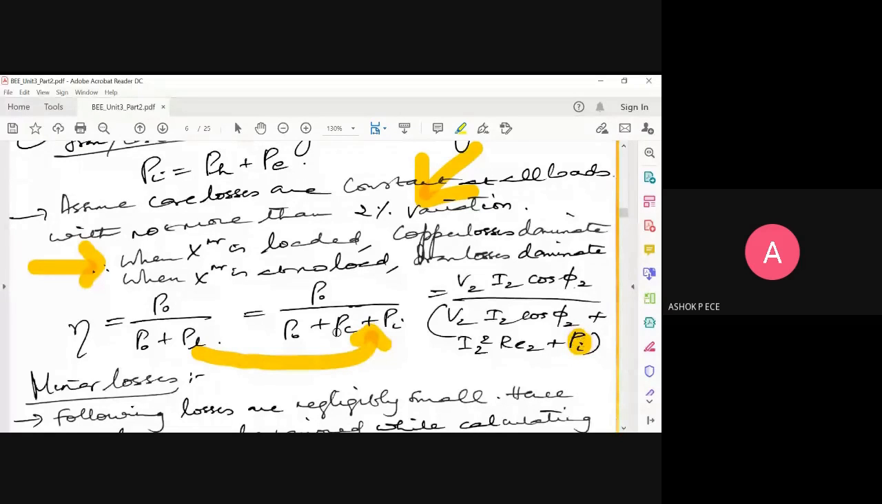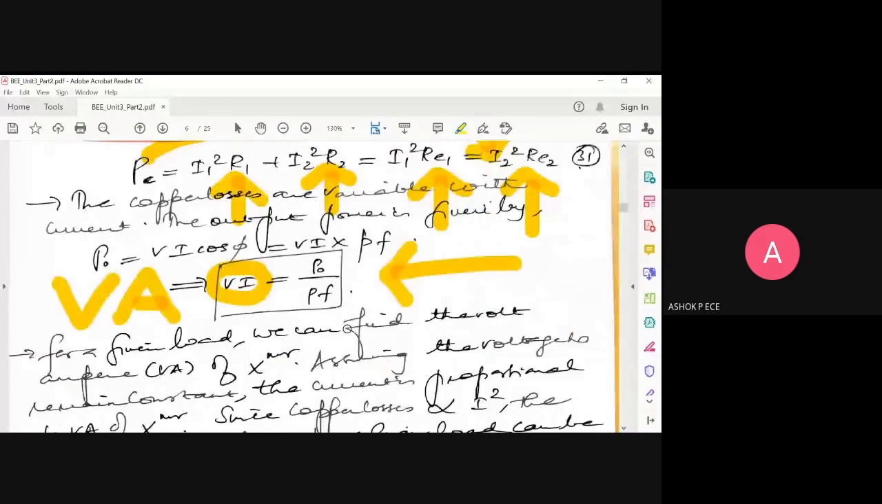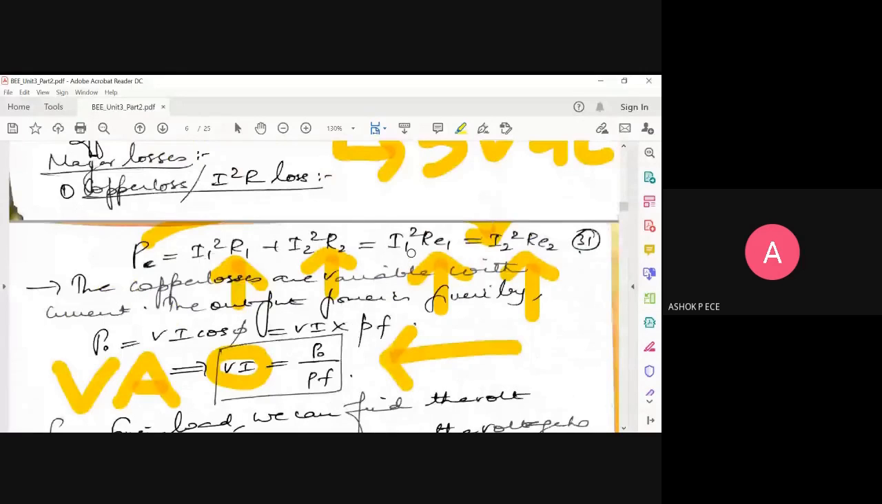P naught is always measured at the secondary. And for PC, we have three formulas: I1 square R1 plus I2 square R2, equal to I1 square RE1, equal to I2 square RE2. The most apt formula for PC will be I2 square RE2 because I have secondary current involved here, and secondary current is coming everywhere in the sequence. So it is advisable to use I2 square RE2 here. Okay, so this is the expression for the efficiency of the transformer.